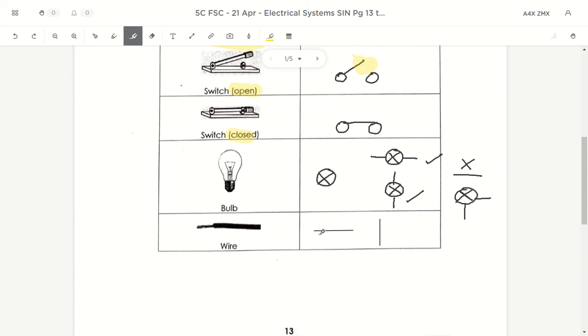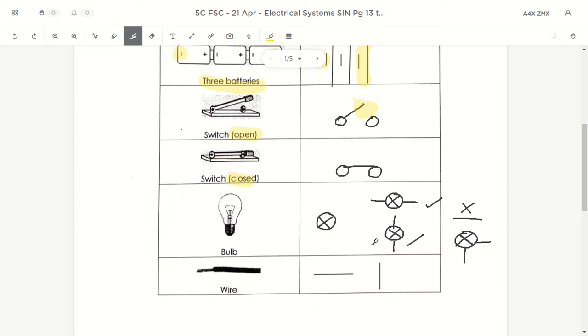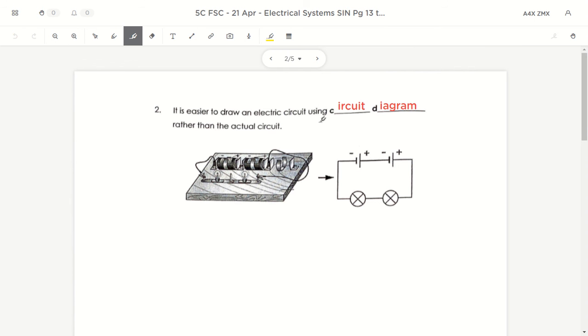A wire is the simplest: just a line, either a horizontal line or a vertical line. It depends on how you are drawing it. After knowing all this, let's try to draw the electric circuit diagram. Given a picture like this, it's very hard to draw the actual circuit. It's easier for us to draw the circuit diagram, because when we change this picture to a circuit diagram, we realize it's much simpler, cleaner, and more organized with the symbols. So it's much easier to draw also. So, circuit diagram.